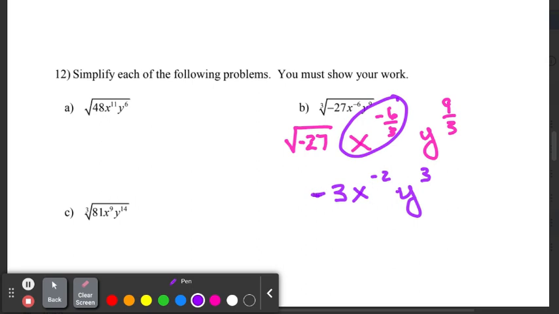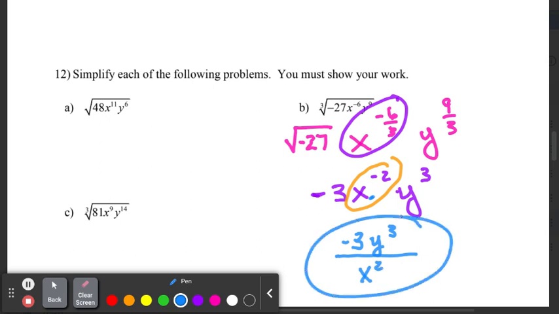Now, the only thing we have to fix is the negative exponent. X to the negative 2 is acting naughty. We don't want to get a ticket or lose points. Make my fraction bar. Negative 3 is fine. Leave it alone. Y to the 3 is fine. Leave it alone. The x to the negative 2 has got to go in the denominator like that, and it becomes positive. That is your simplified answer.